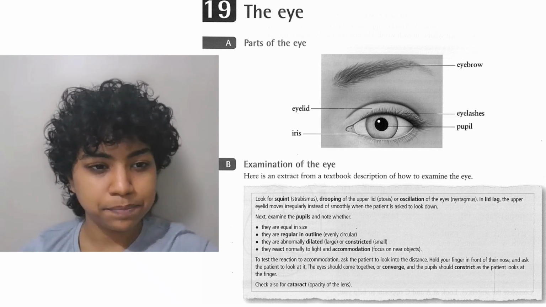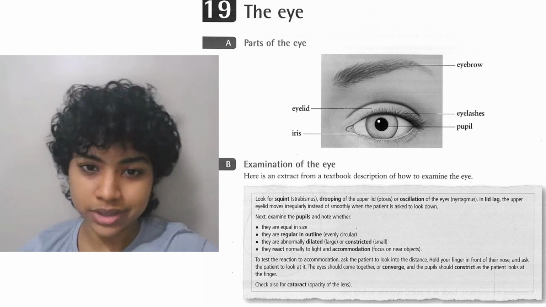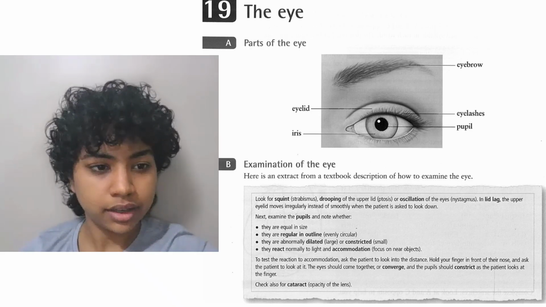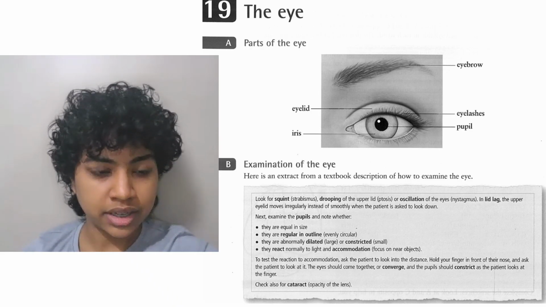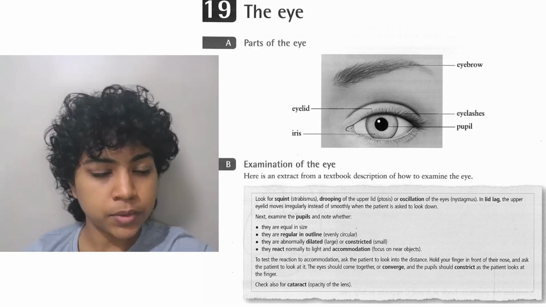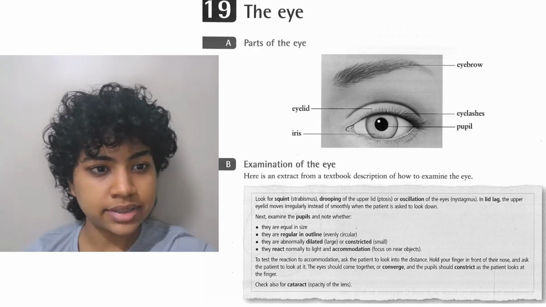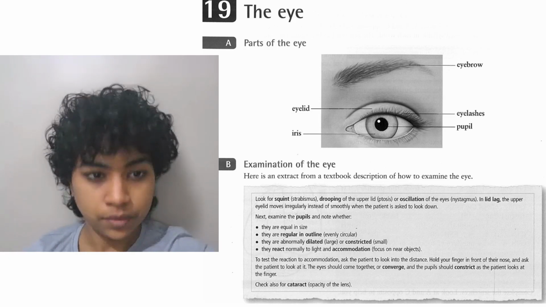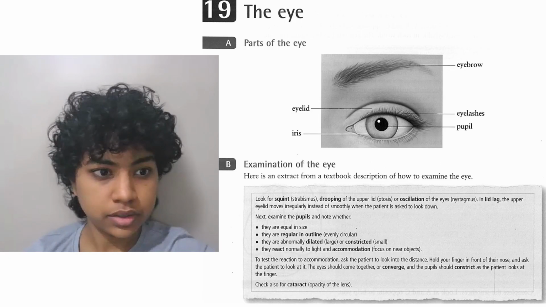The eye. Parts of the eye: eyebrow, eyelid, iris, eyelashes, pupil. Examination of the eye. Here is an extract from a textbook.